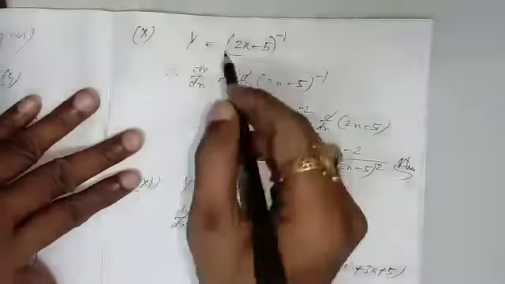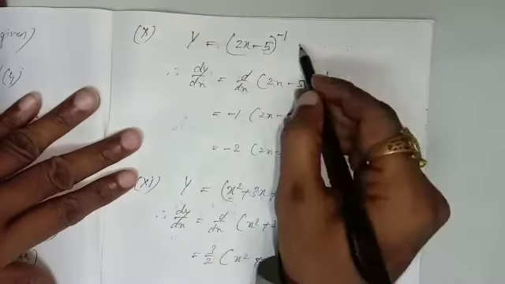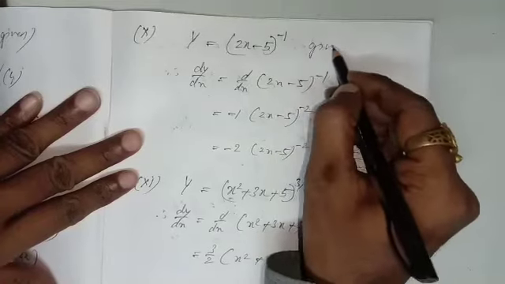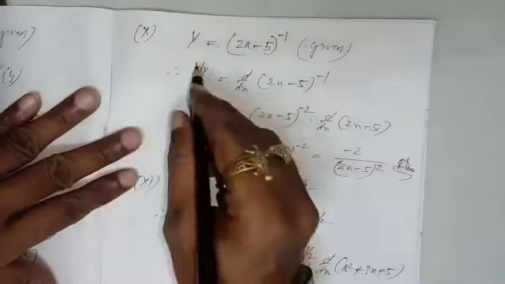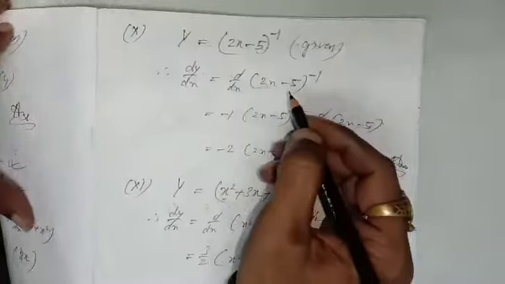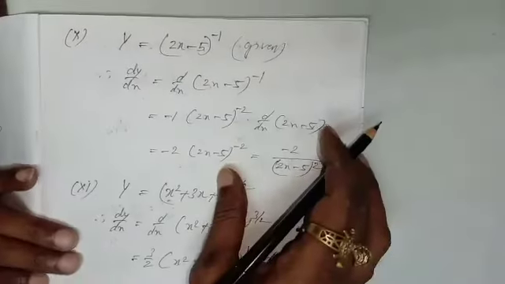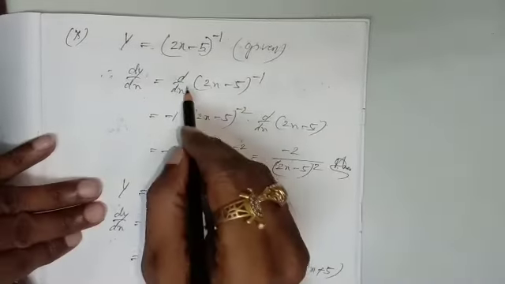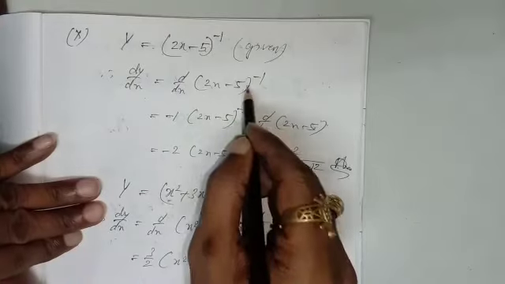Next question given, y is equal to 2x minus 5 whole to the power minus 1 given. Negative power given, minus 1. You have to find out, differentiating both sides, dy dx. How much you will get? This will be dy dx of 2x minus 5 whole to the power minus 1.